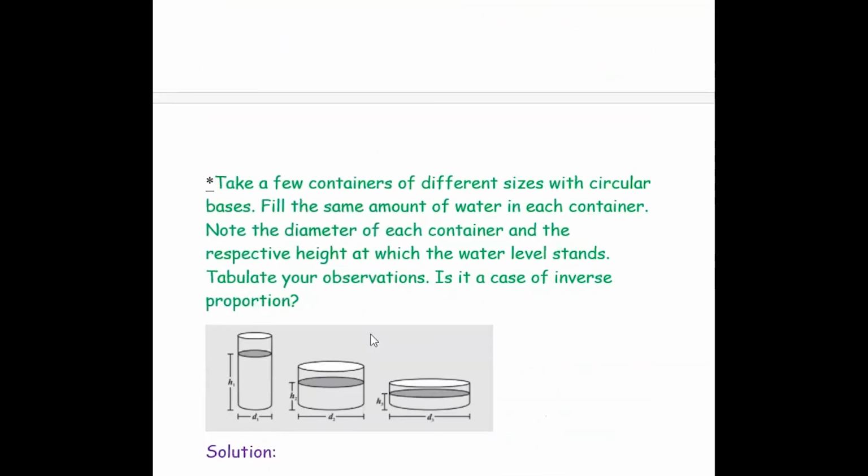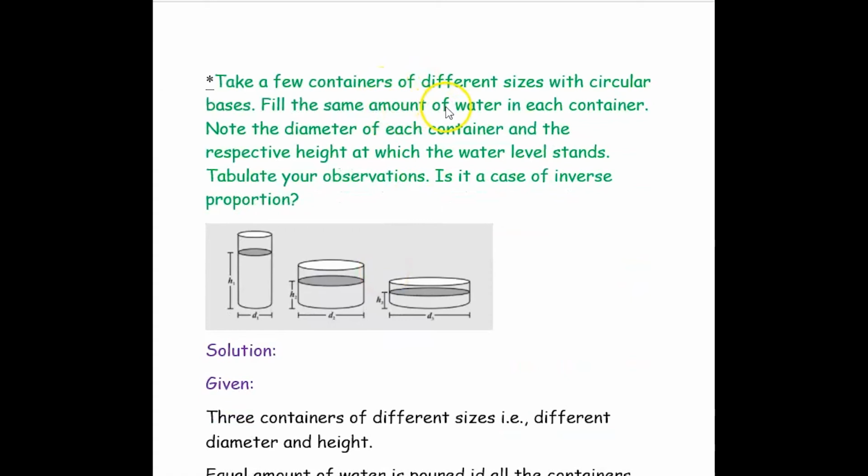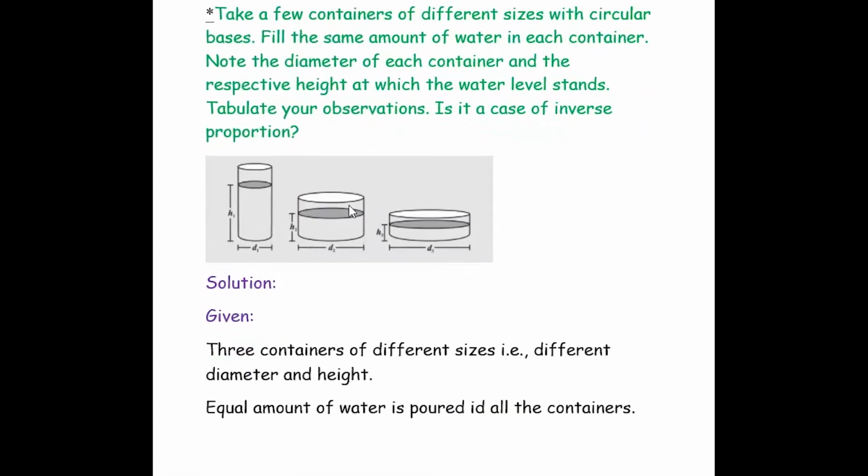Now let's see the next example. Take a few containers of different sizes with circular bases. Fill the same amount of water in each container. Note the diameter of each container and the respective height at which the water level stands. Tabulate your observations. Is it a case of inverse proportion?